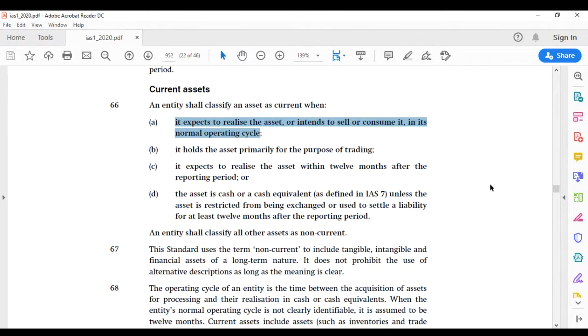The mere fact that this company takes 3 years to actually complete such a block of flats means that it has an operating cycle that is longer than 1 year, right? In this example that we are using, it's got a 3-year operating cycle.